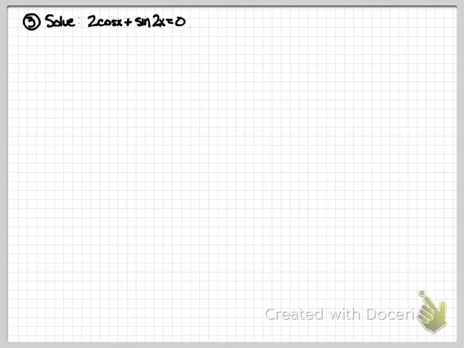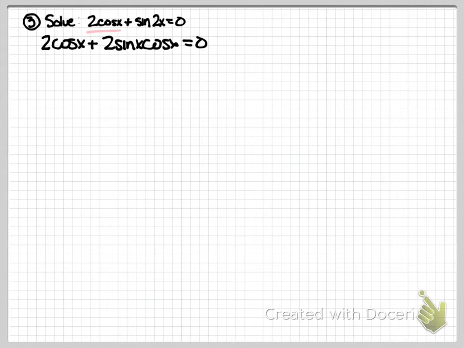But because we have this cosine right here, that's not going to work because we're not going to be able to have a 2x and an x. It's like having two different variables going on. So we need to get them all to be just x's. Well, I have the sine of 2x there, so I'm going to substitute in my formula for the double angle for sine. So this is 2 times the cosine of x plus 2 sine x cosine x equals 0.